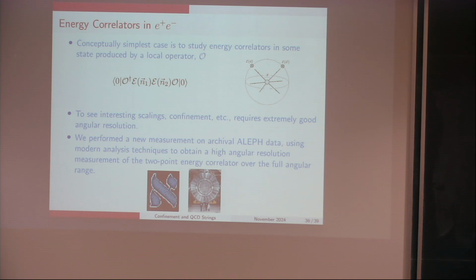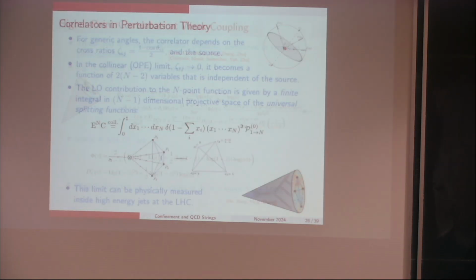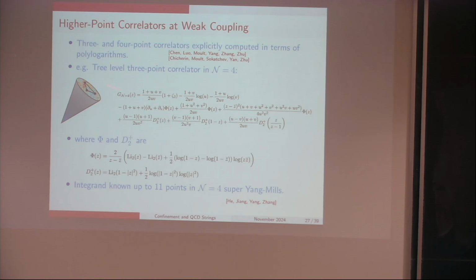When you talked about the higher point functions, you mentioned the calculation in N=4 super Yang-Mills. Has this been computed also in QCD? Good. So you mean the perturbative structure? The question is whether this has been done in QCD. Yes. For the 3-point function, we've done it in QCD, and I just showed this one because it's a bit shorter. But in QCD, it's the exact same functions.